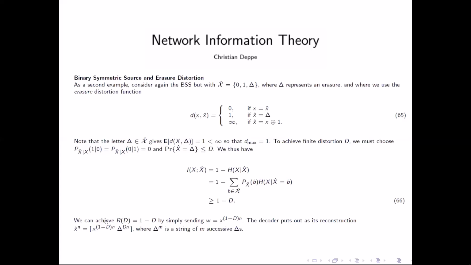So we know that this sequence has distance at most d from the original sequence. And therefore, with this method, we can simply achieve the rate 1 minus d.